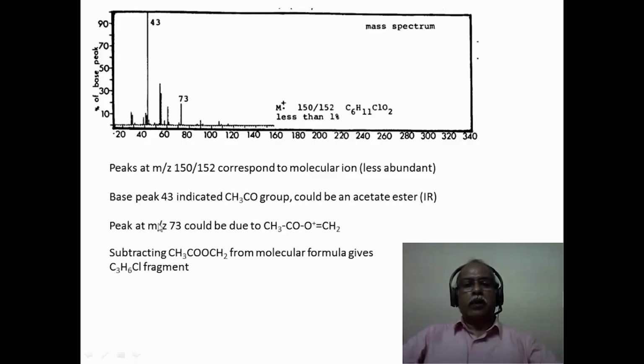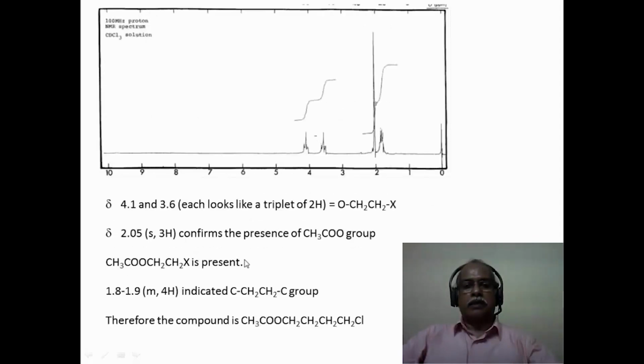The peak at 73 could be due to the presence of CH3COOCH2. In other words, this is an acetate ester containing a CH2 group in the alpha position of the oxygen of the ester. So if you subtract CH3COOCH2 from the molecular formula, the remaining fragment gives you C3H6Cl. So we need to find out what this C3H6Cl is. Perhaps we can make use of the proton NMR spectroscopy data for the elucidation of the complete structure.